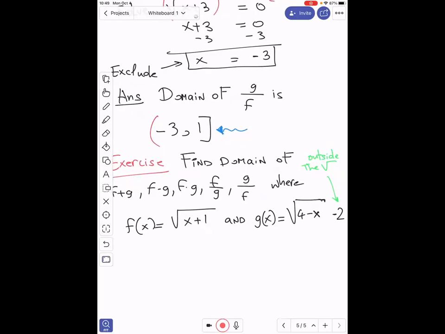And actually, for f over g, guys, the excluded point is not negative 1. So be careful here where g is 0. Don't forget there's a minus 2 outside. So when you solve g equals 0, the minus 2 actually matters. That's important.